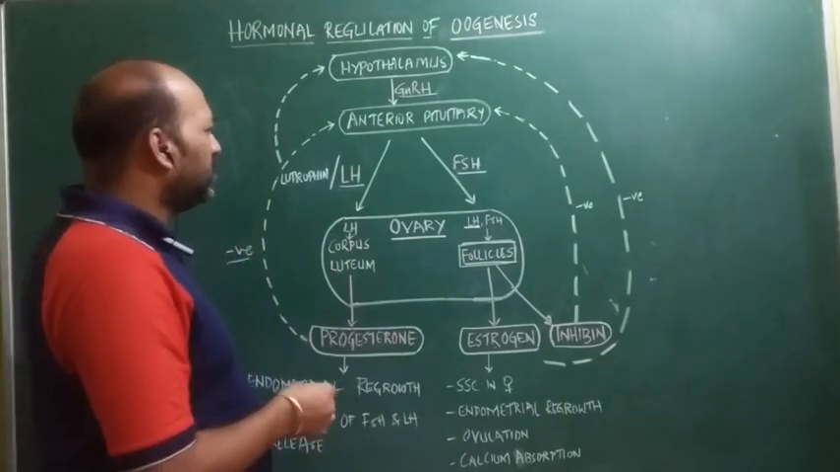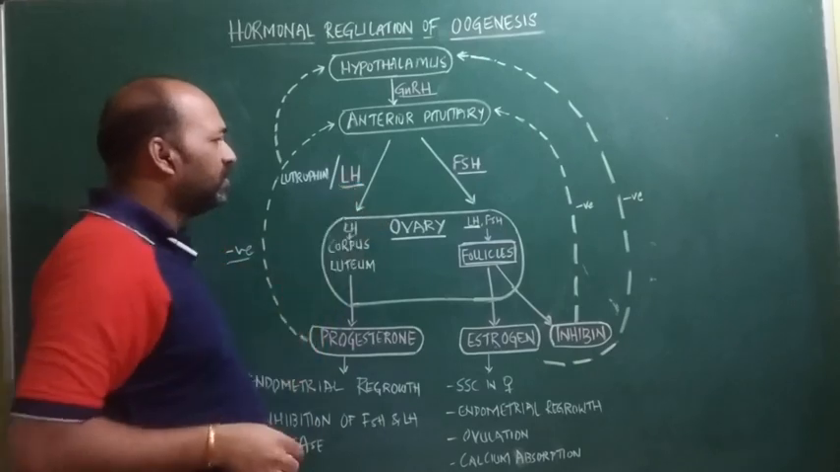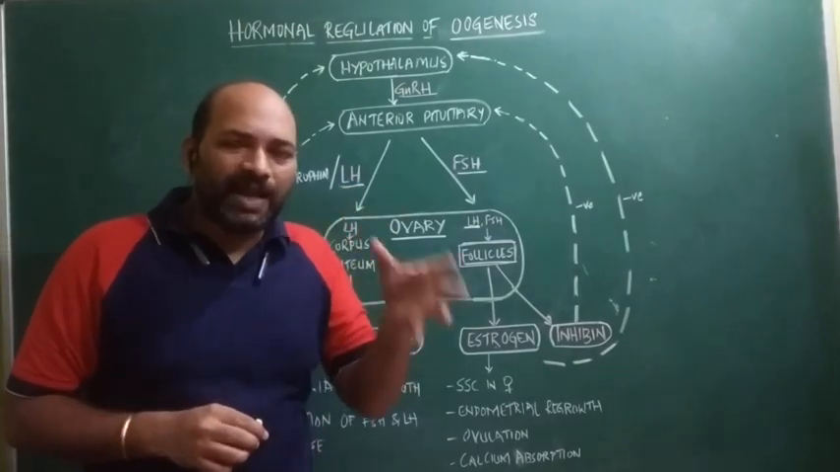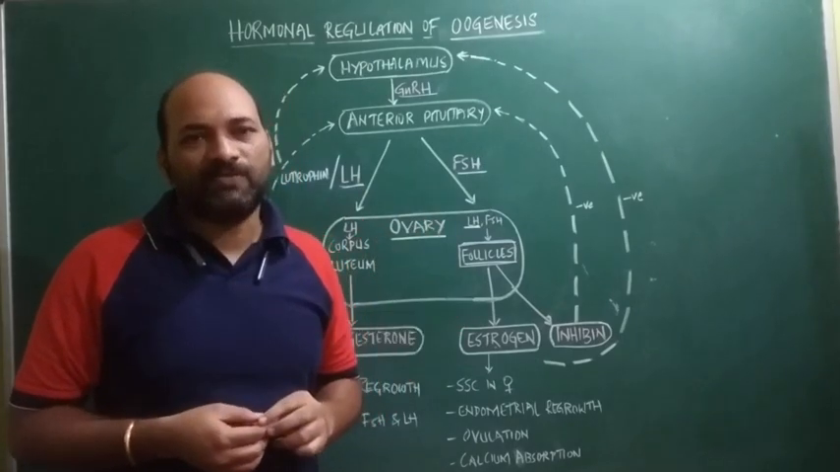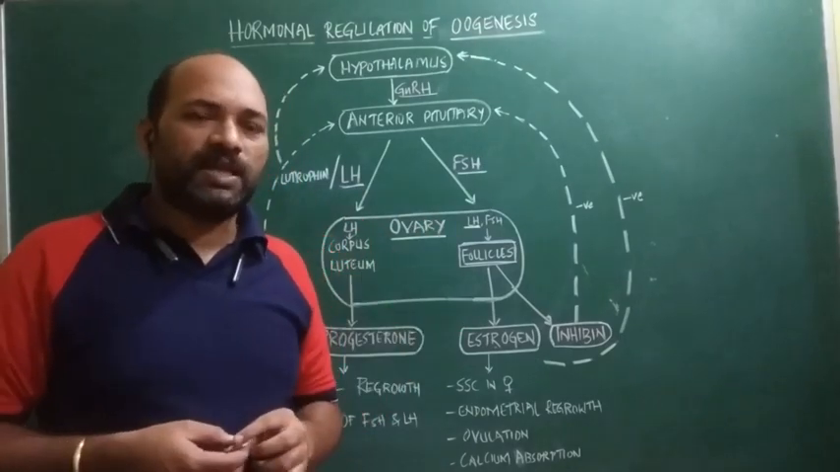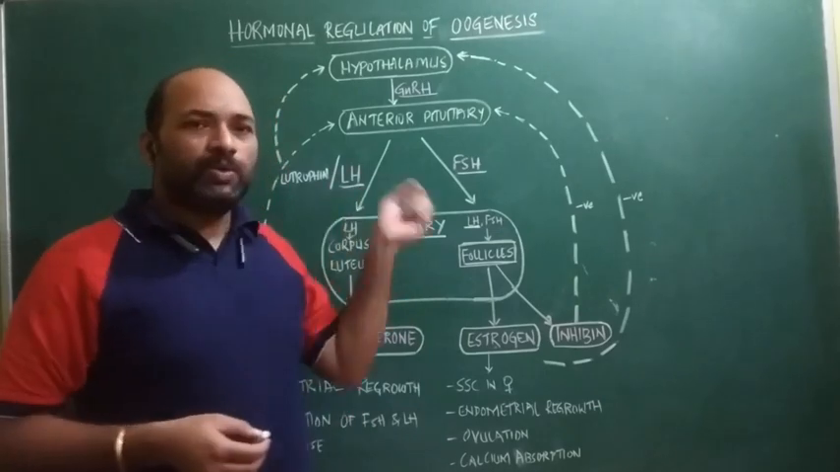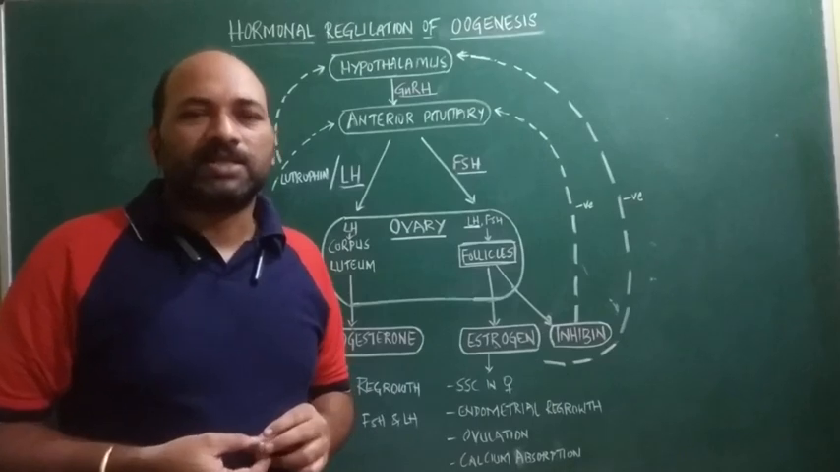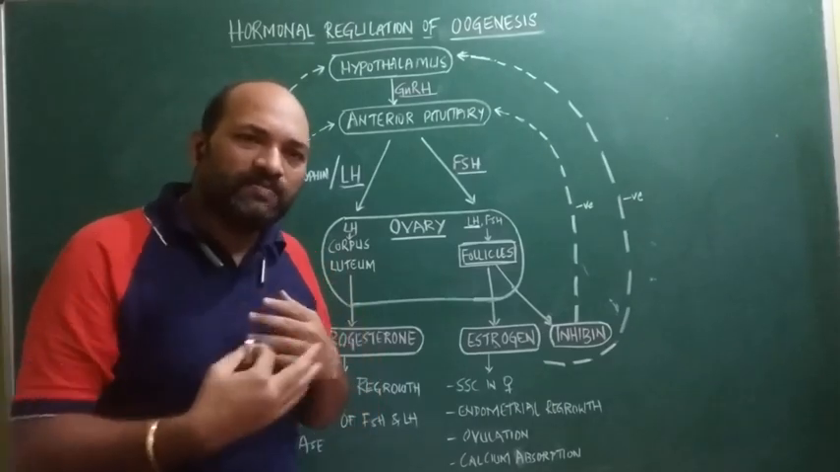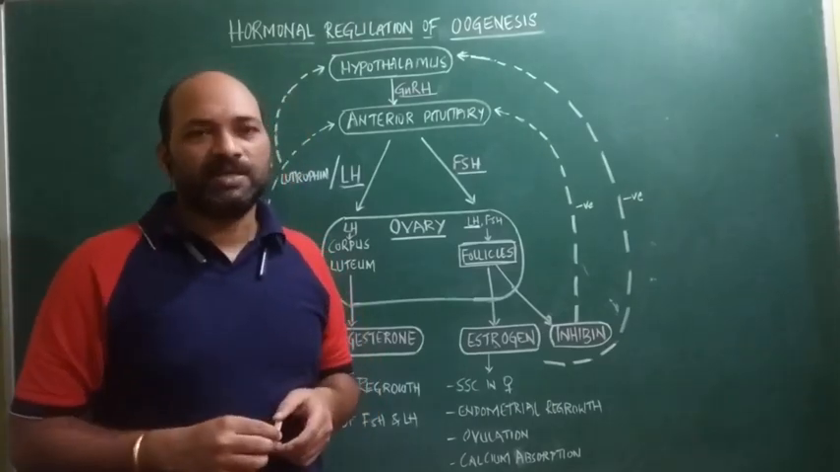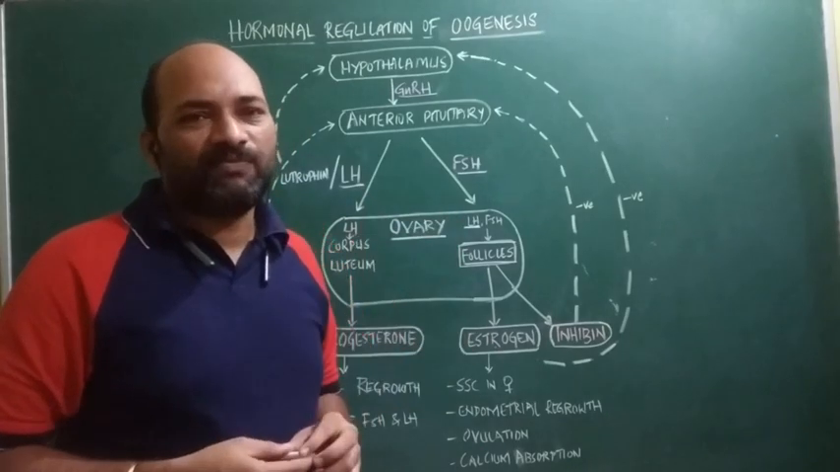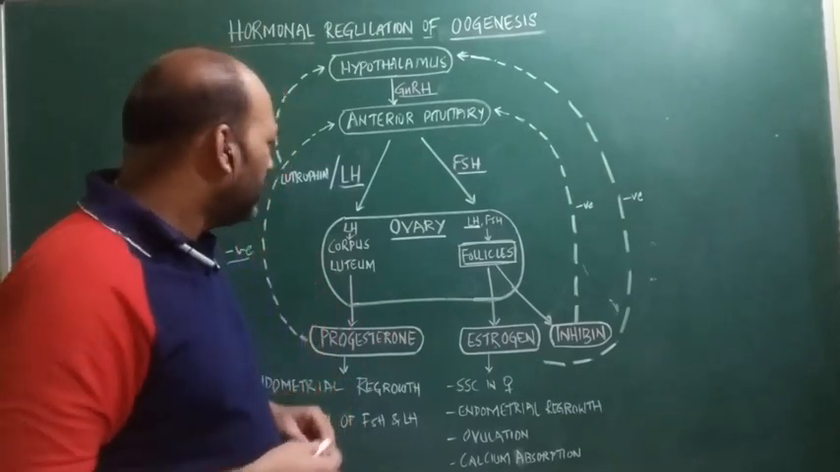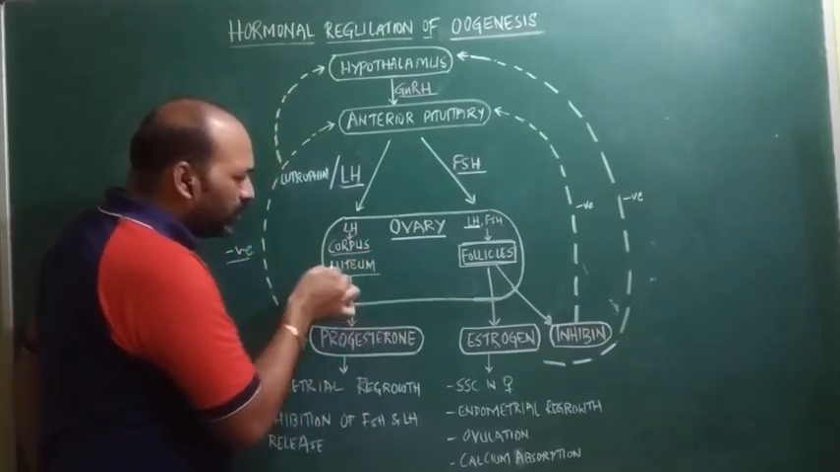Later, under the influence of the luteinizing hormone, the granulosa cells present in the ruptured Graafian follicle start getting converted into luteal cells. Thereafter the proliferation of the luteal cells takes place and later the ruptured Graafian follicle gets converted into a temporary endocrine gland called the corpus luteum.